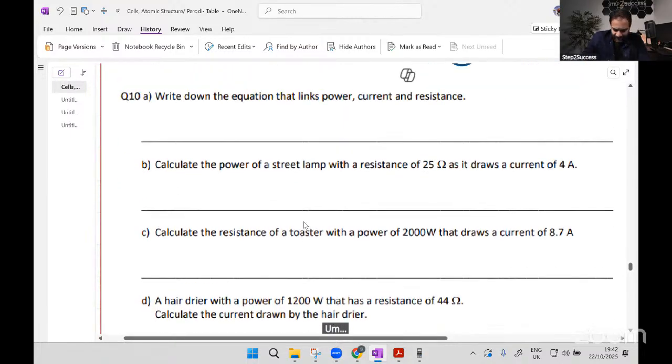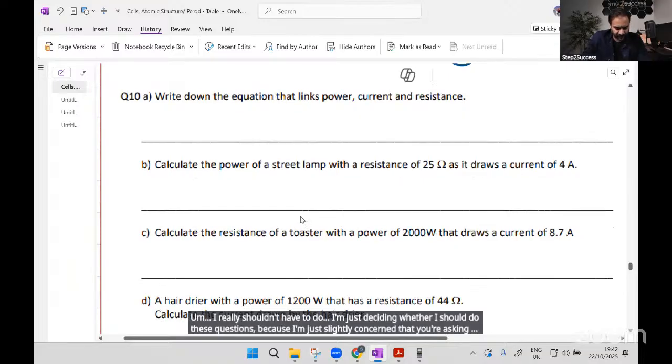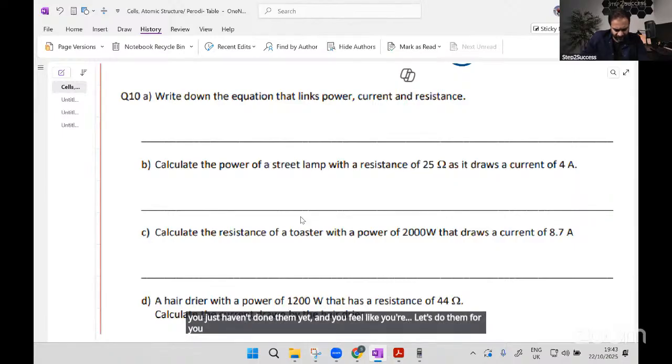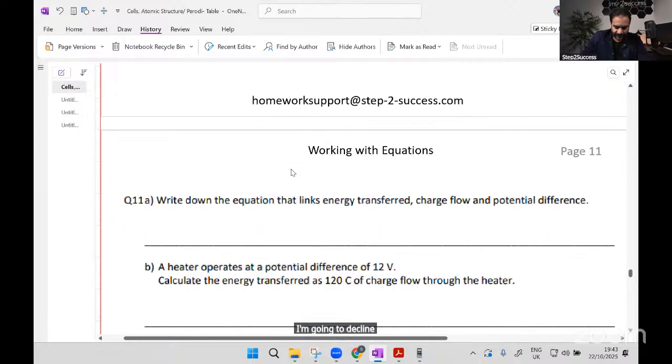I really shouldn't have to do. I'm just deciding whether I should do these questions because I'm slightly concerned that you're asking me these questions because you just haven't done them yet and you feel like I should do them for you, because some of them are not difficult. This is not any more complicated than any of the others, so therefore no. I'm going to decline question 10.